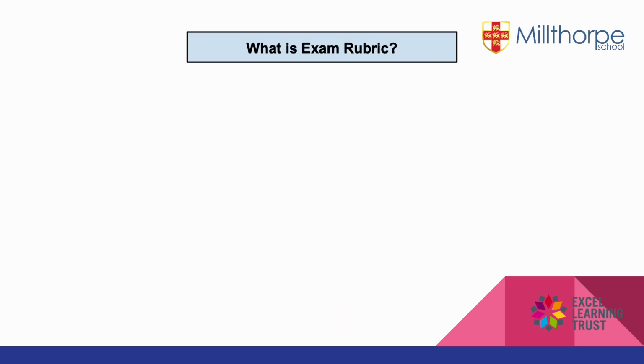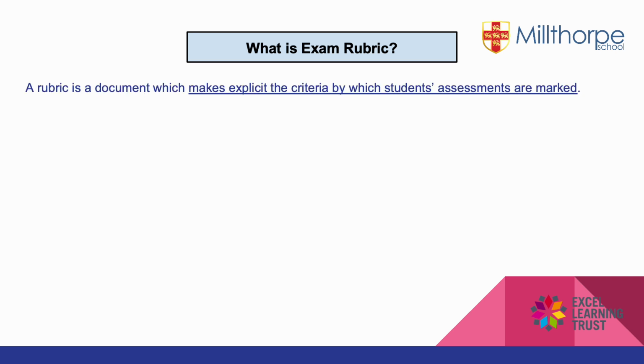So I began by discussing exam rubric and introducing this idea to the people who were in the room. So many of you are really confident already in using exam rubric, but just in case, I will start from the very beginning by giving you an overview as to what an exam rubric is. So a rubric is a document which makes explicit the criteria by which students' assessments are marked.